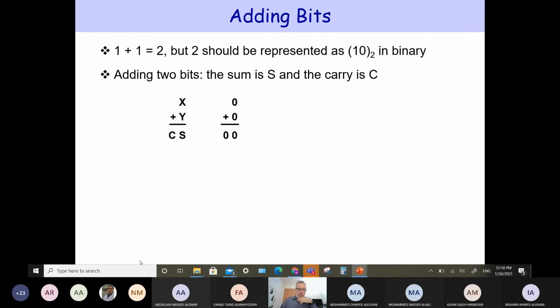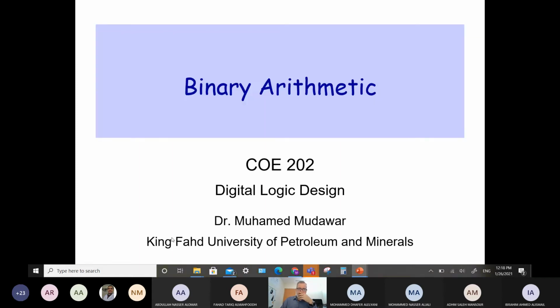So let us talk about how we add bits. Okay, so let us see how we add bits in binary.